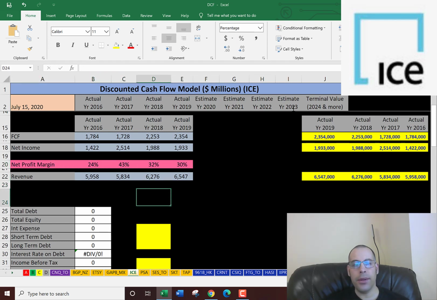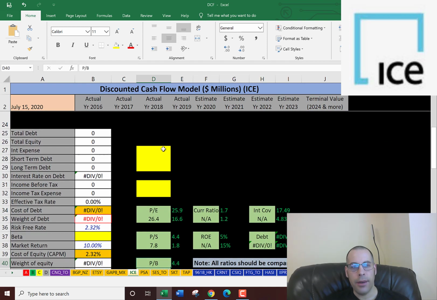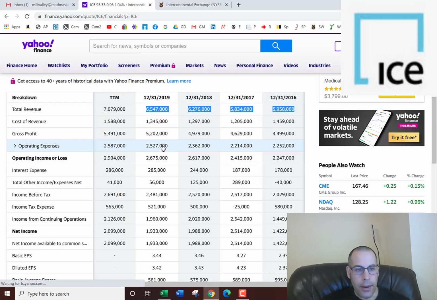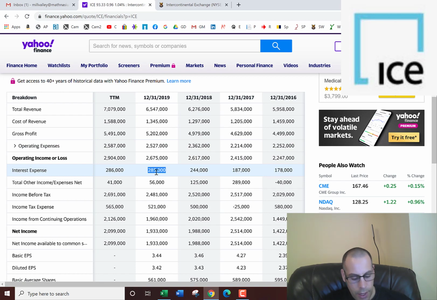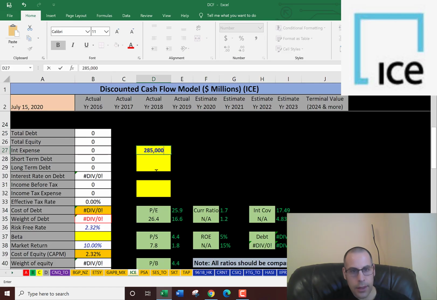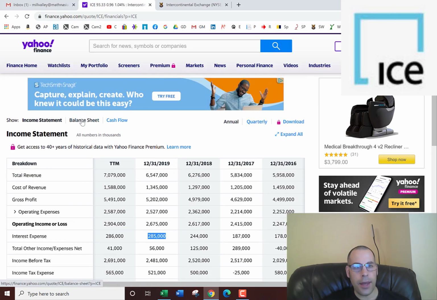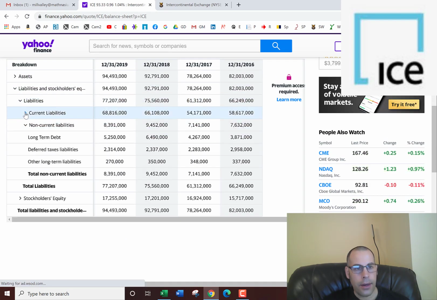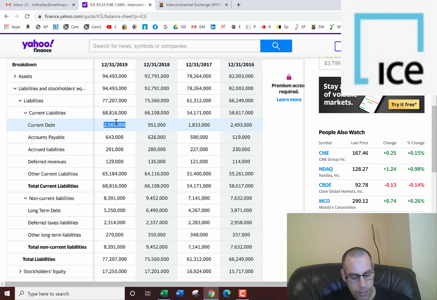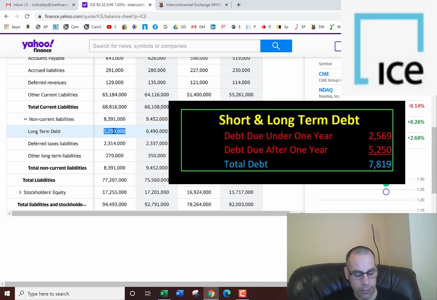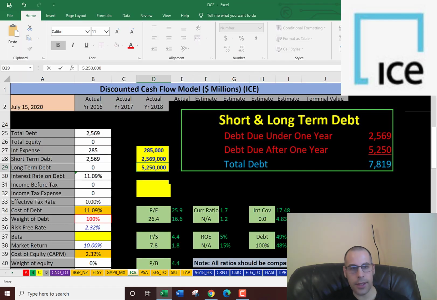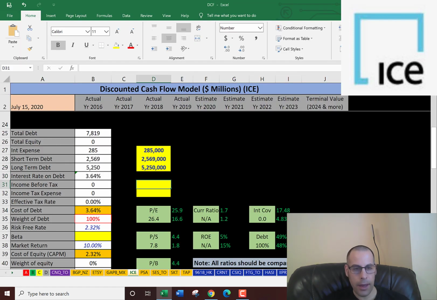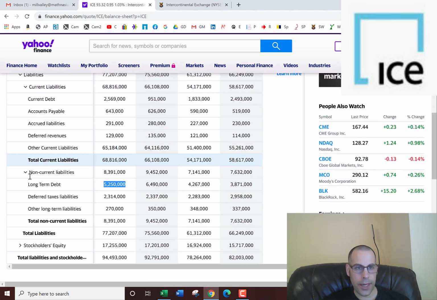Let's look at that capital structure to get more information. Let's get the interest rate they pay on their debt. That's $285 million. And let's go to the balance sheet to see how much debt they have. We'll go to liabilities section. And current debt is debt due within 12 months. That's $2.5 billion. Long-term debt is $5.3 billion. That's debt due after 12 months. They pay 3.6% interest on their debt.